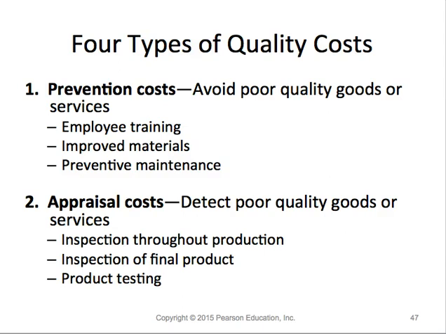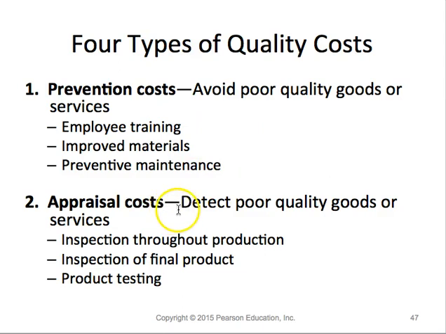There are 4 types of quality costs. Preventive costs. For higher quality products, you have to pay for it. It helps avoid poor quality goods or services by giving employees training, using higher quality materials, and preventive maintenance. So machines should be maintained, your facilities should be maintained, your system should be maintained. These are to prevent poor quality goods or services.